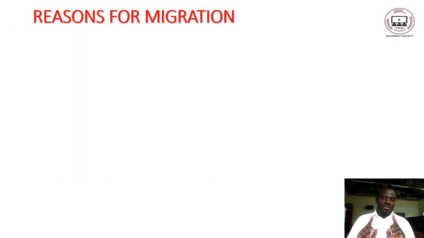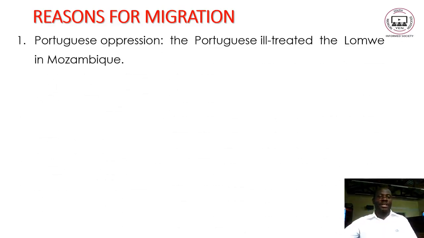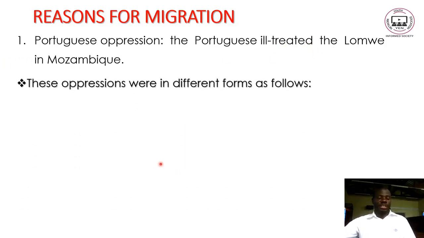Now, let us look at the reasons. Why did the Lomwe migrate from Mozambique to Malawi? Reasons for their migration. The first one is Portuguese oppression. The Portuguese ill-treated the Lomwe in Mozambique. These oppressions were in different forms.